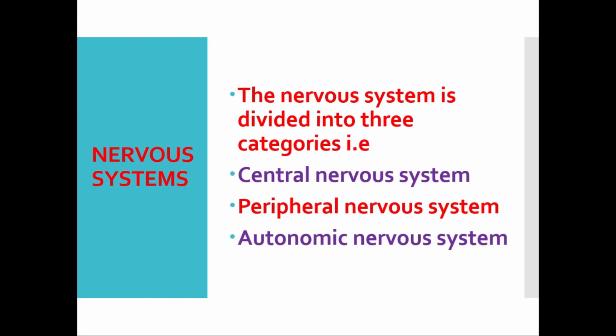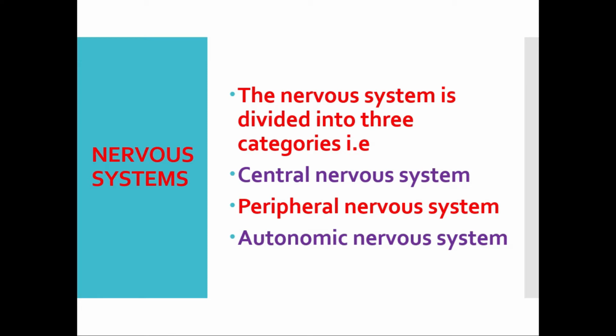Now, the nervous system that you are going to study is divided into three parts: the central nervous system, peripheral nervous system, and the autonomic nervous system. And for your syllabus in class 8, we will be particularly dealing with the central nervous system. Now, I'll just give you a small overview of all these three systems.